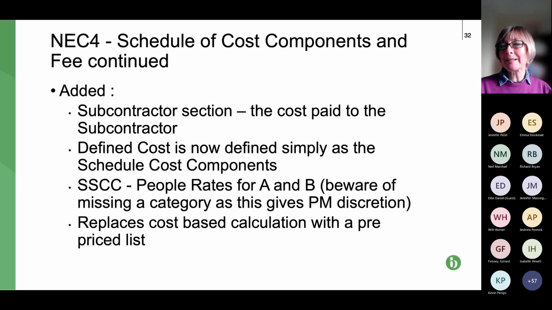Be careful of missing a category. So I would tend to put a sort of caveat: if we've missed anybody, then a reasonable rate is payable, or the actual cost, something that covers people who might be missed. So I think that's really good. In my experience, contractors and subcontractors doing work on those options A and B often do that in NEC3 in any event.